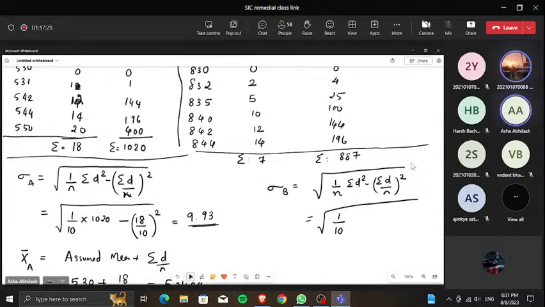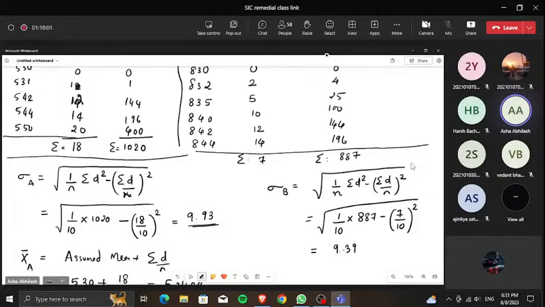Okay. Summation d square, where is summation d square? 887, right? Minus summation d is your 7, n is your 10, then 7 by 10 also. Quickly find what you're getting. 9.39.